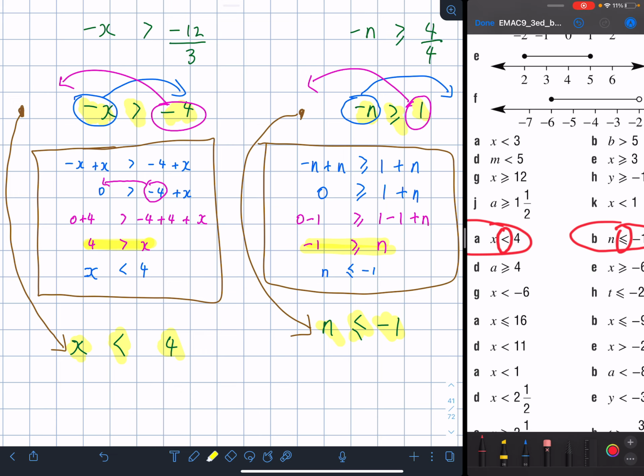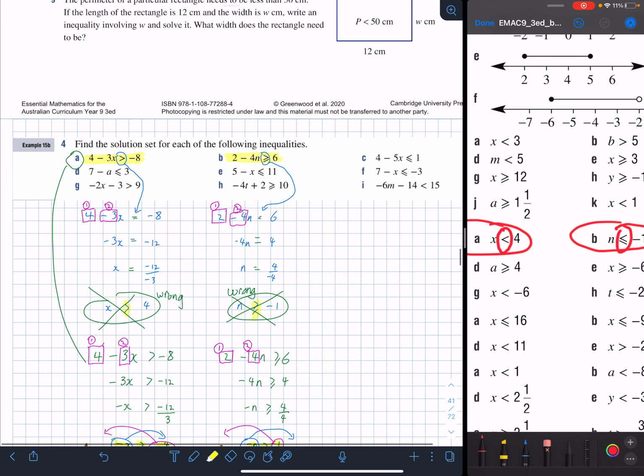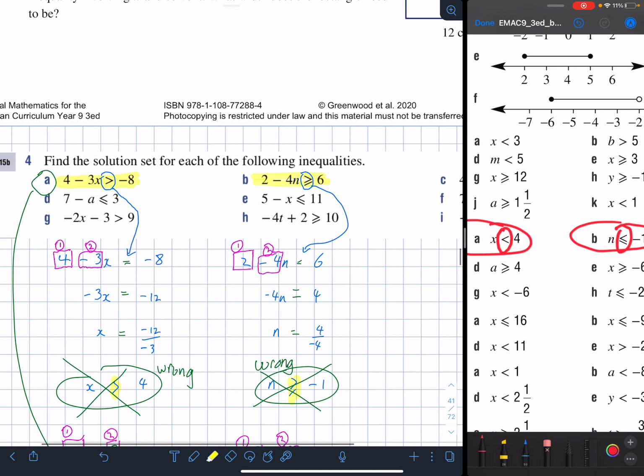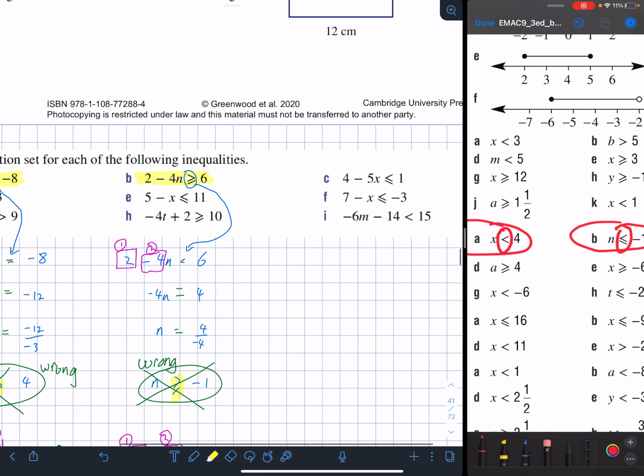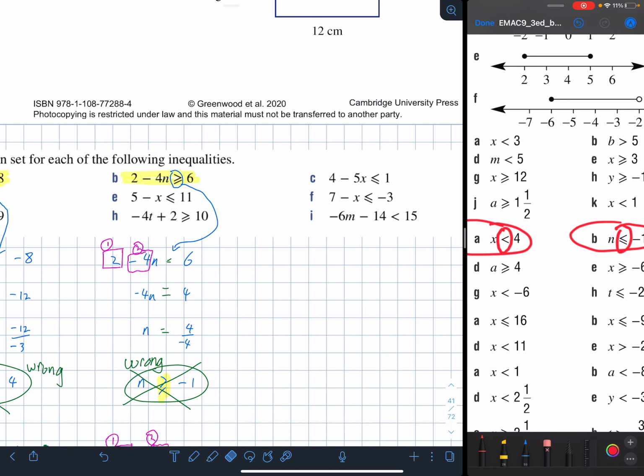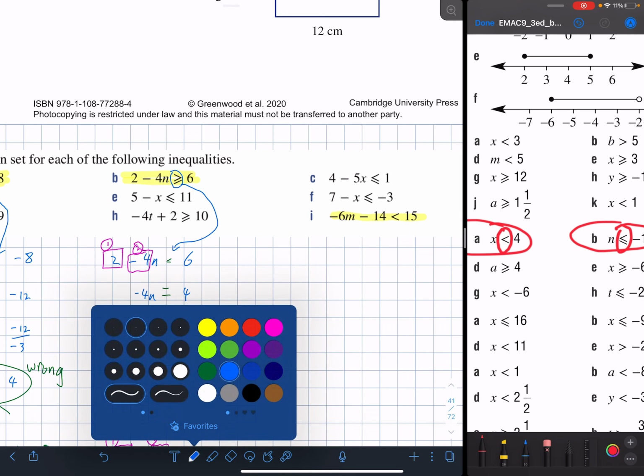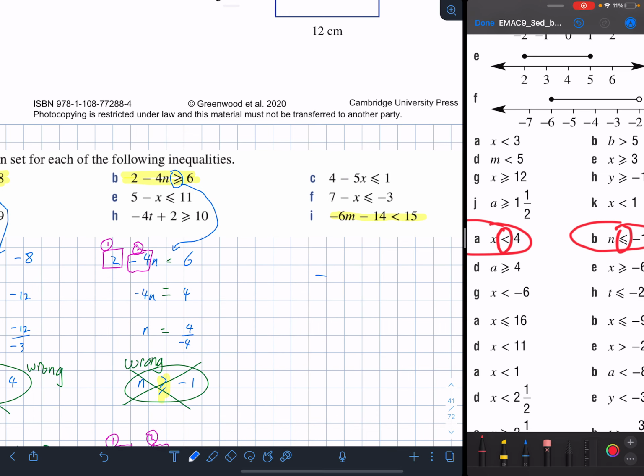Let's just do one more. Okay, let's have a look at that one there. Minus 6m minus 14 is less than 15. So minus 6m minus 14 is less than 15.